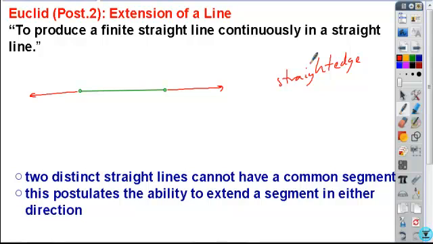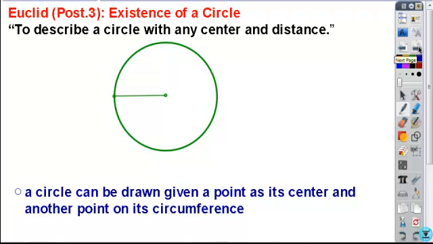All right, so postulate 1 and 2 introduce the use of a straight edge. Postulate 3 introduces the use of a compass. The historical wording is to describe a circle with any center and distance. So given a center, a fixed point, and a distance, which would give you a point on the circumference, you can draw a circle. Those allow you to introduce the constructions that were used to defend or justify many of the relationships.